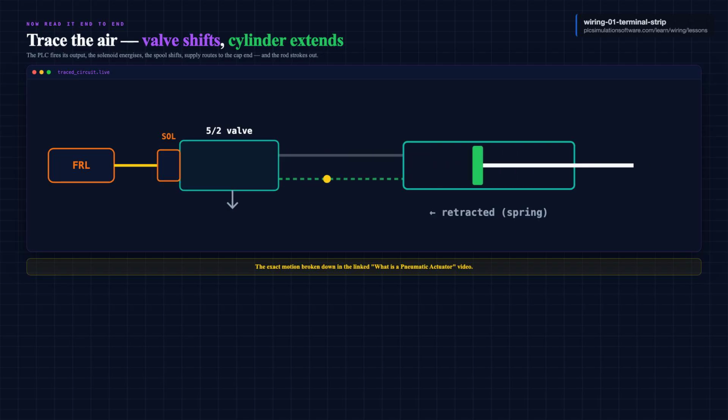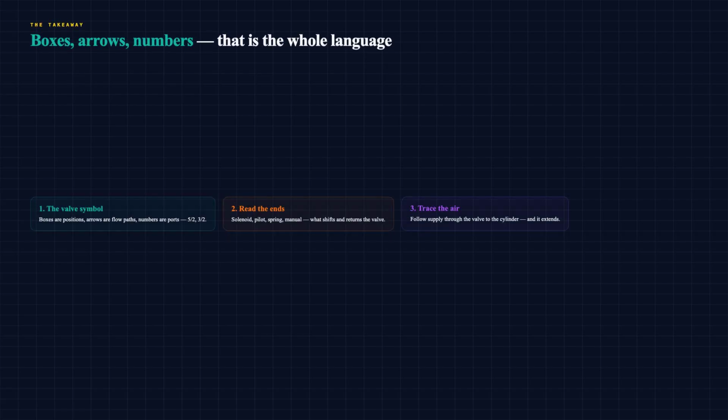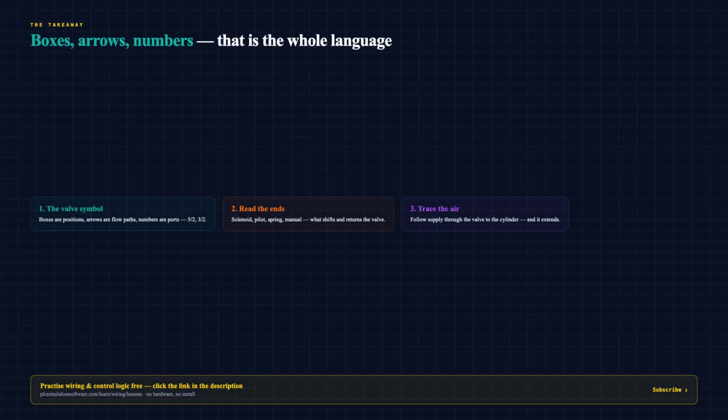So here's what to walk away with. A pneumatic schematic is just ISO symbols, and they follow rules. Boxes are positions. Arrows inside are flow paths. Numbers are ports, supply, outputs, exhausts. The ends tell you what shifts and returns a valve, and tracing it is just following the air. Get that, and every valve drawing on the floor stops being a mystery. Now, go make it concrete.